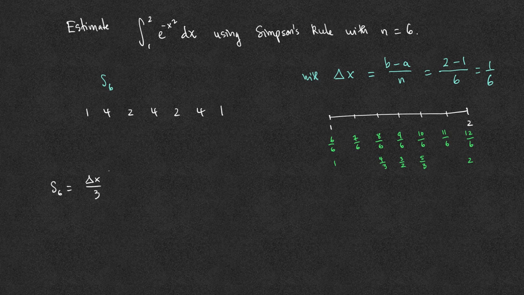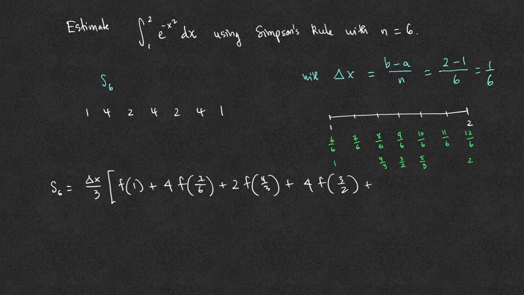Delta x is 1 over 6, times first f of 1, plus 4 f of the next endpoint 7 over 6, plus 2 f of 4 over 3, plus 4 f of 3 over 2, plus 2 f of 5 over 3, plus 4 f of 11 over 6, and then one last term, f of 2.